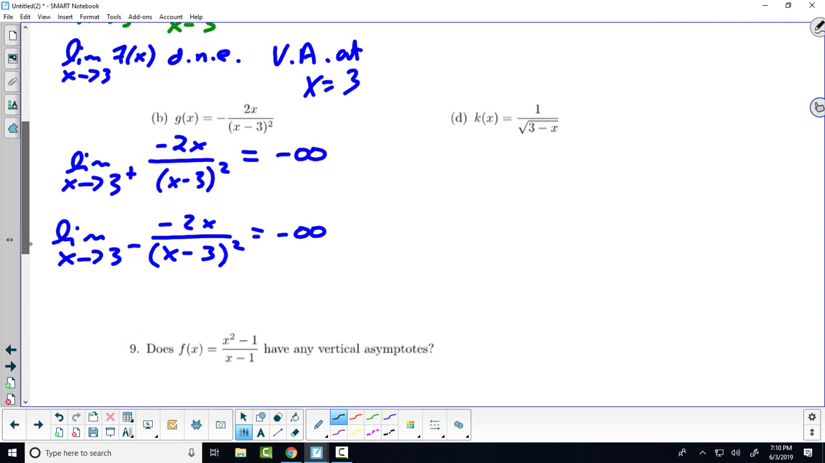Let's look at this one. Okay. So I want to look at the limit. Where's the potential vertical asymptote at? 3. Potentially at 3. So let's approach 3.